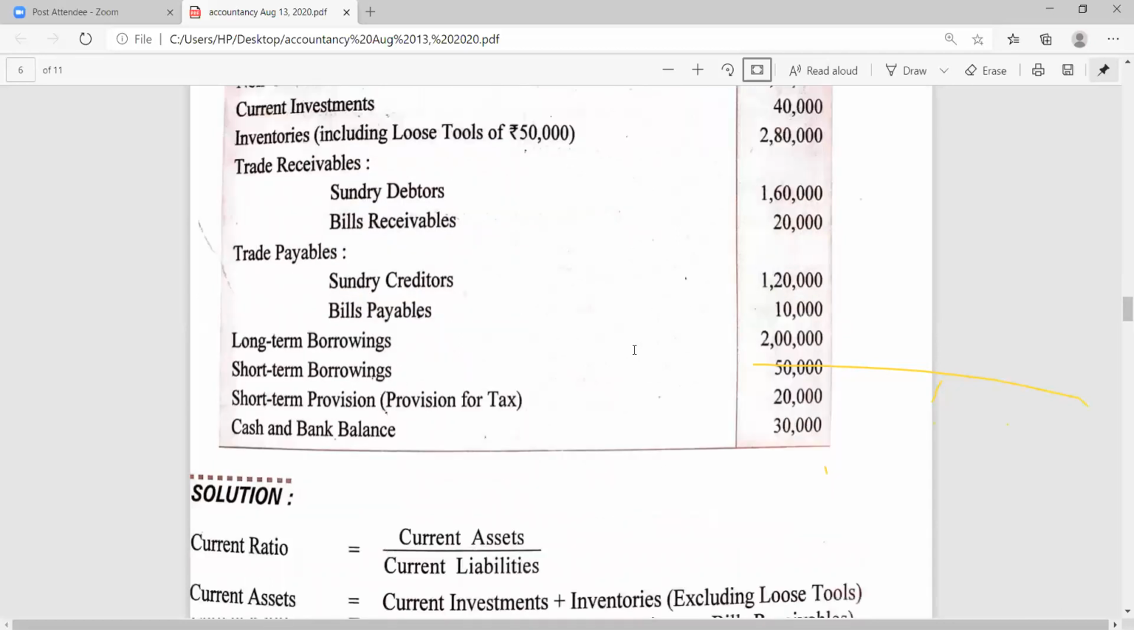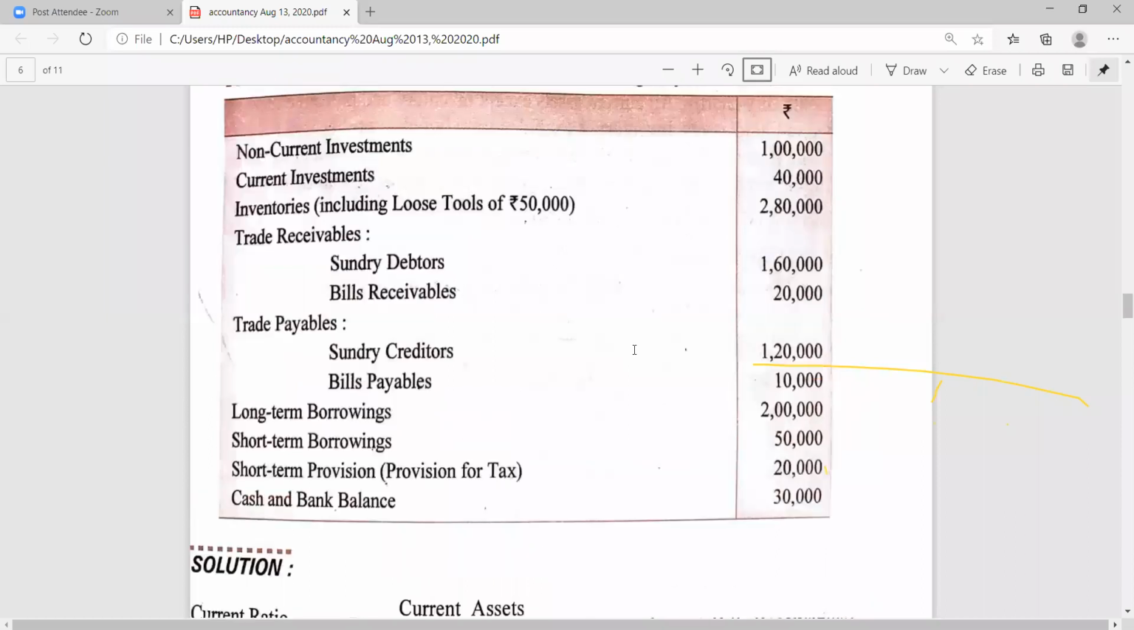You know the formula. Whenever you start the ratio analysis, please write the formula in the solution first of all. Current ratio is equal to current assets upon current liability. Now the question arises, which items are to be considered while assessing the current assets? Number 1, non-current investment? No, it is not a current asset. Current investment? Yes, current asset.